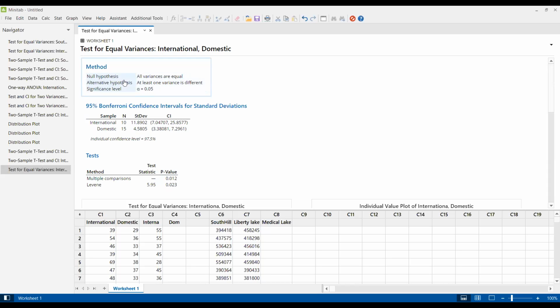Here you can see the null hypothesis is that all variances are equal; the alternative is that at least one variance is different. If the p-value is greater than 5%, then we can say all variances, meaning the samples, are equal. But since it is less than 5%, we are saying at least one variance is different. That means we have only two samples, so both are different from each other.